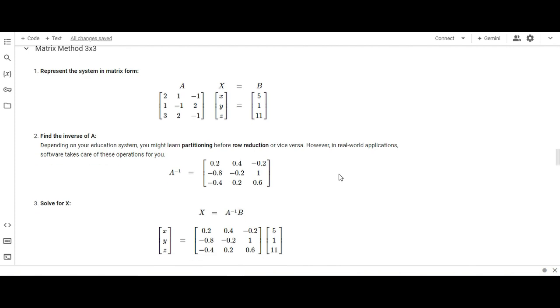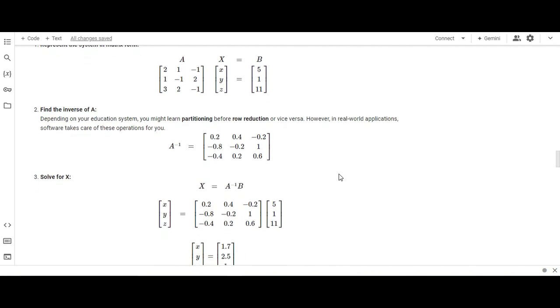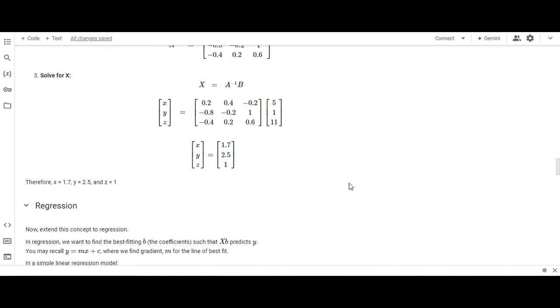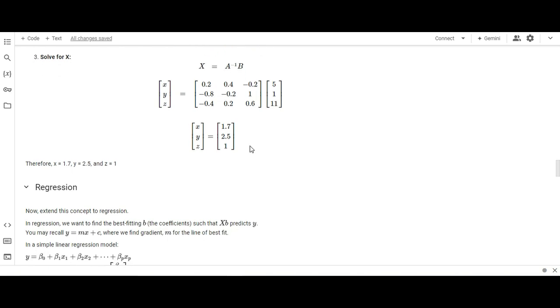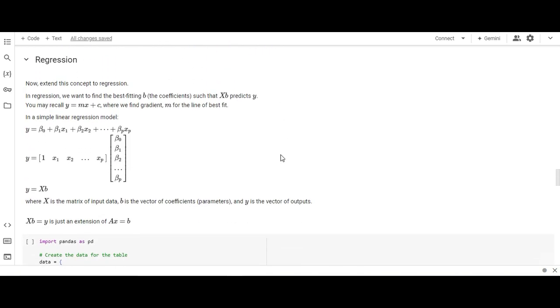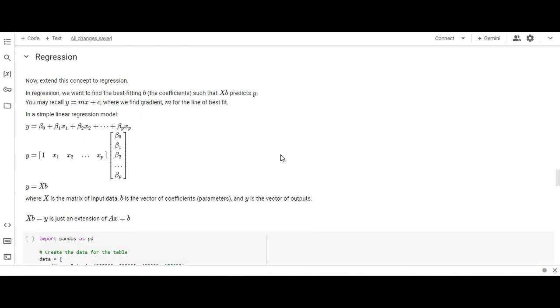So the finding of the inverse matrix will be done inside a software, whether it is R, Python, or any software that you use. I just want to show you that from 2 by 2 to 3 by 3, you can find and solve the simultaneous equation using the matrix method. So now we progress into regression.